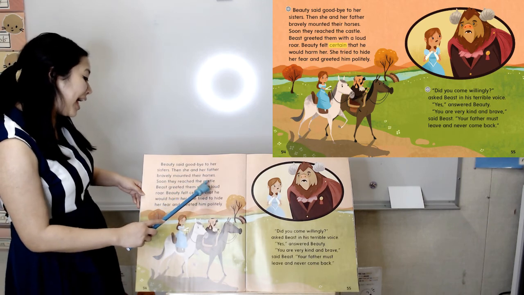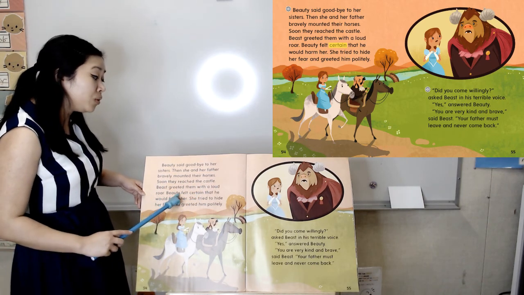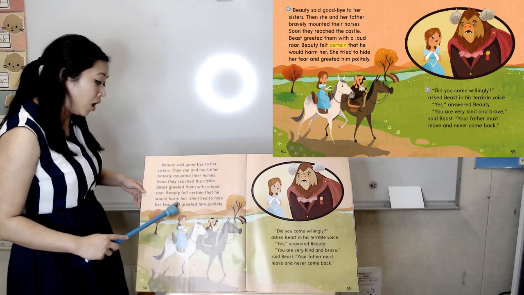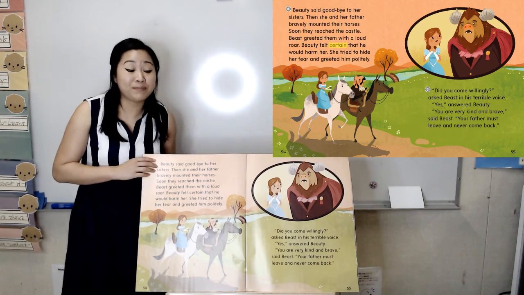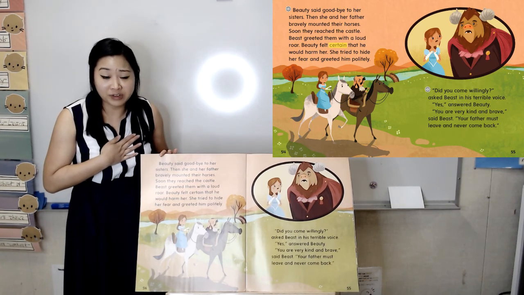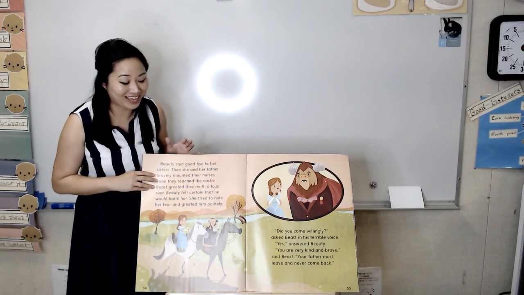"Soon they reached the castle. Beast greeted them with a loud roar. Beauty felt certain that he would harm her." So because he roared, that made Beauty feel for sure that the beast might harm her. We later learned that he wouldn't do that.